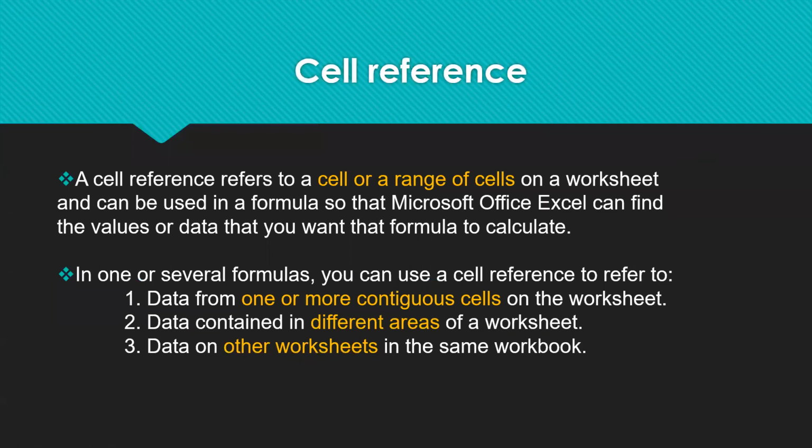A cell reference refers to a cell or a range of cells on a worksheet and can be used in a formula so that Microsoft Office Excel can find the values or data that you want the formula to calculate. In one or several formulas, you can use a cell reference to refer to data from one or more contiguous cells on the worksheet, data contained in different areas of the worksheet, or data on other worksheets in the same workbook.